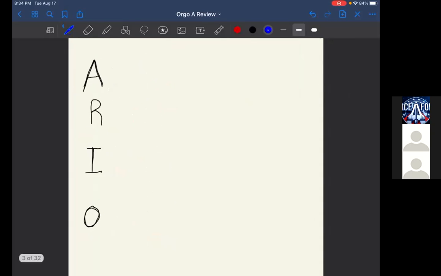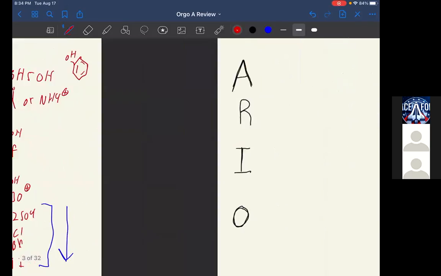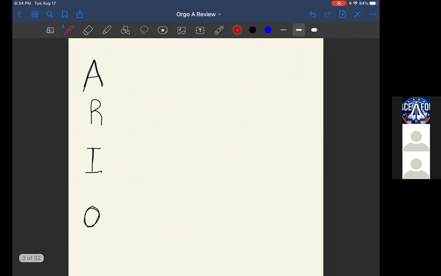So next thing up is going to be ARIO, and all ARIO is, if you remember the first, is how you determine stability if it's not on this pKa table. You guys remember that, how you would utilize ARIO? Yeah. I remember one, that R is first, resonance, the first one is, and I is induction, and then the O is orbital. I don't remember what A was.